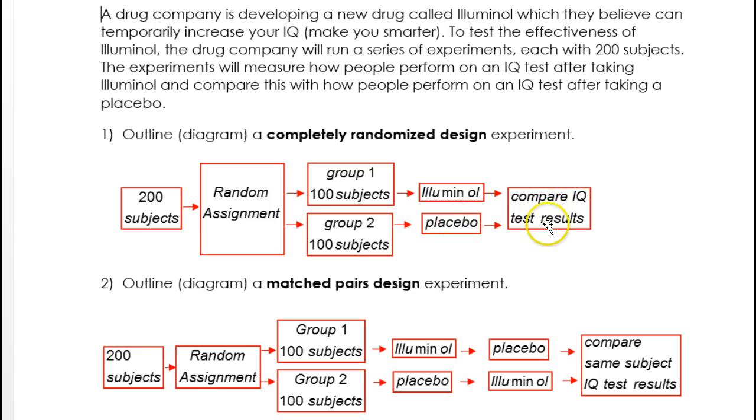And then at the end, you want to say something about what you're comparing. Be specific. Don't just say compare results. Mention what the problem is about. In this case, we're comparing IQ test scores. It could be blood pressure or something like that.